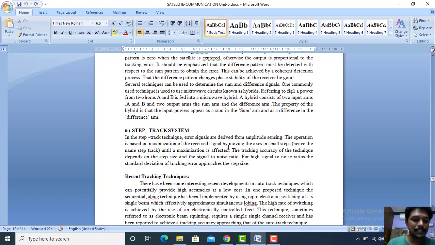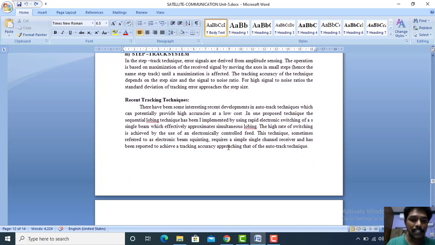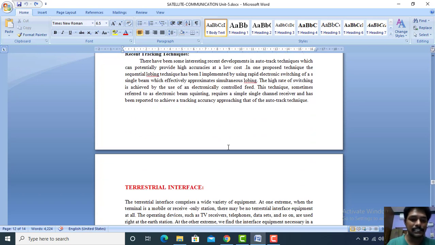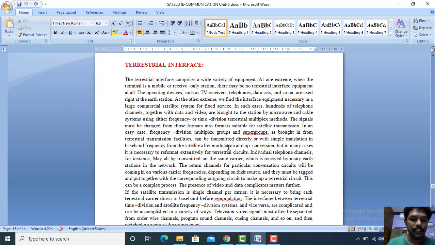The step tracking system depends upon the amplitude of the signal. It analyzes the amplitude sensing and comes to a conclusion about the accuracy of the amplitude, which depends upon the step size and the signal to noise ratio, and then it sends the signals. So these are some of the recent tracking systems that we are following.